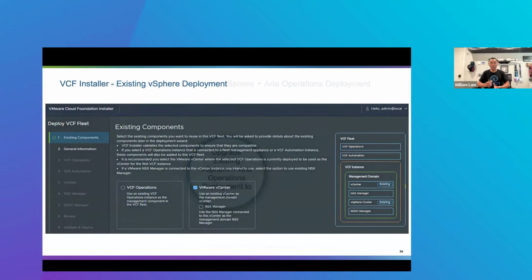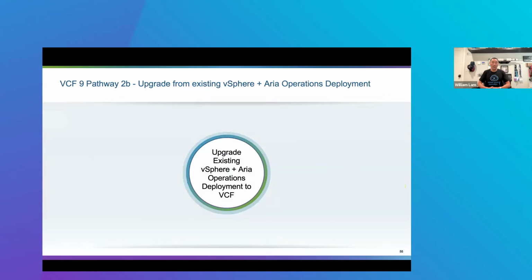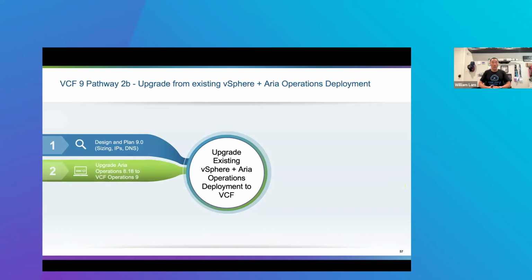So great experience there. Okay, the second upgrade path from an existing vSphere customer is someone who has vSphere as well as ARIA operations, right? Many of you have that deployed. So what does that scenario actually look like? A lot of it's going to look very similar, right? Design and plan.